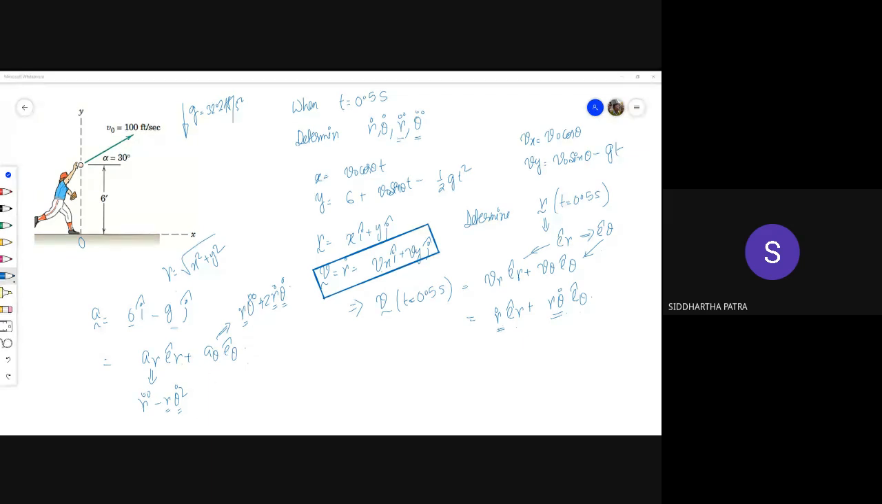So do you think this is doable? That means, sir, at t equals 0.5 second, we will calculate all the vectors in the xy coordinate system, and then we will do whatever we have done in the previous questions. Yes.